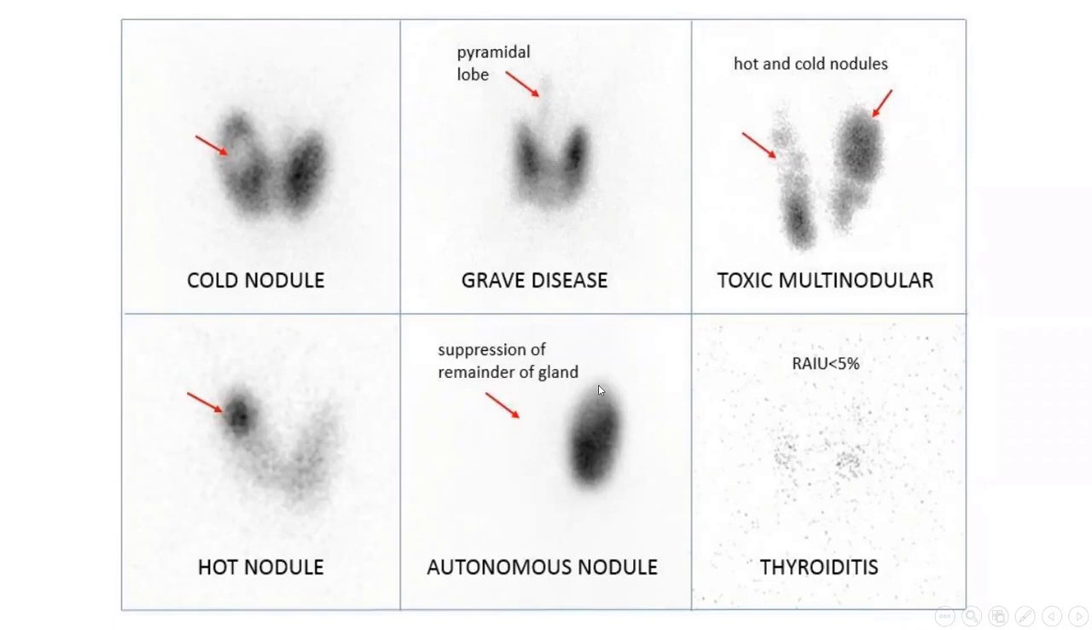In this situation, there is a nodule in the left side, and in the right side, the suppression of the remainder of the thyroid gland. And here, there is low radioactive iodine uptake or suppression, and this is diagnostic for any cause of thyroiditis.